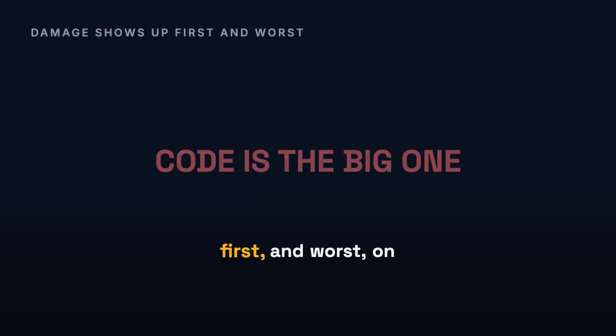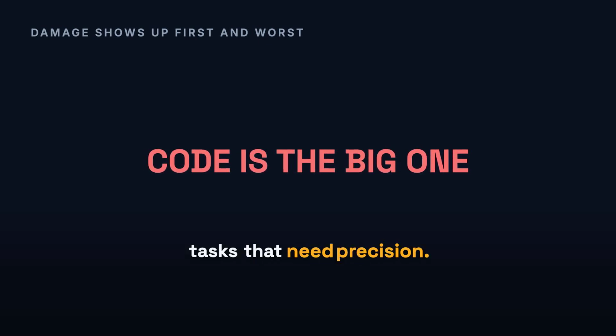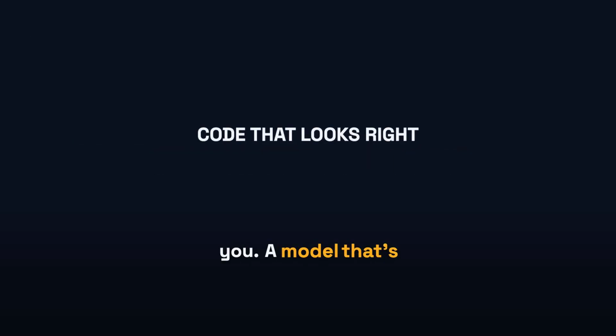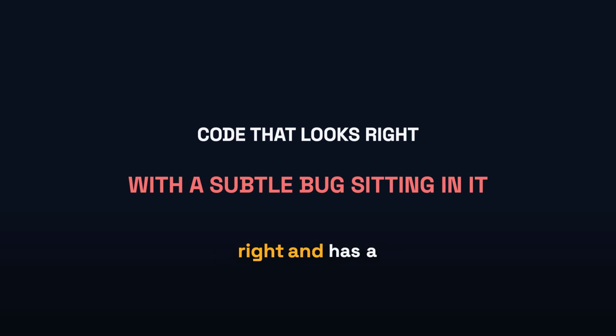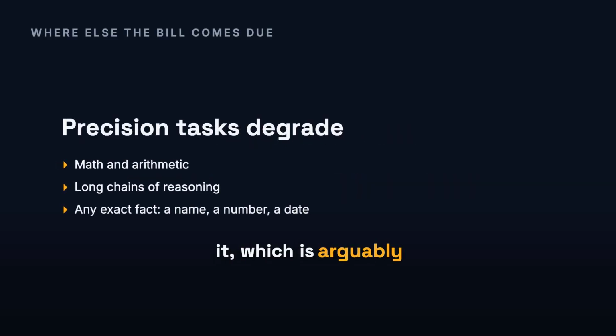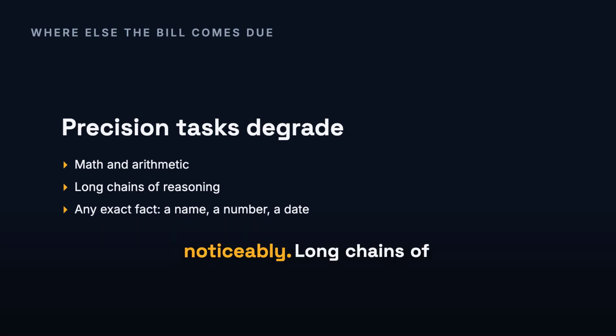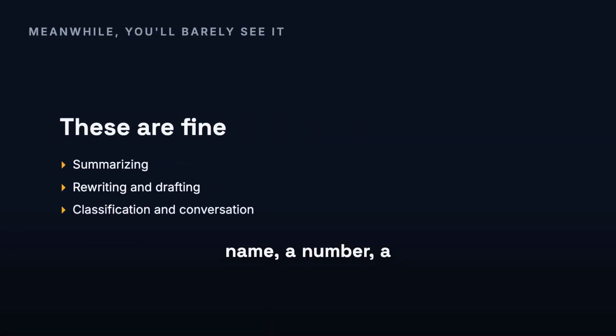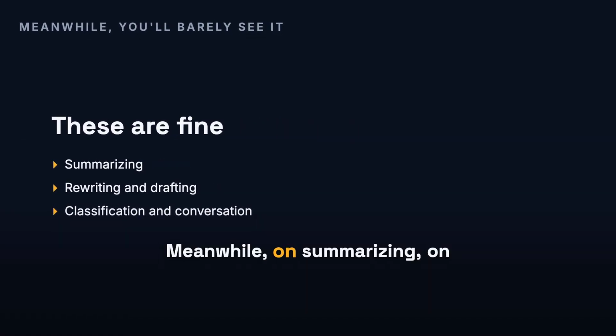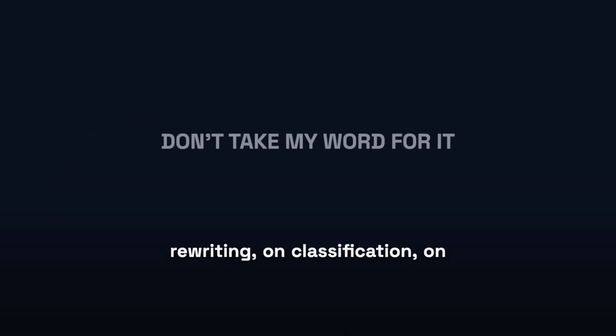Quantization damage shows up first, and worst, on tasks that need precision. Now code is the big one, and it's the one that'll bite you. A model that's slightly fuzzy will hand you code that looks right and has a subtle bug sitting in it, which is arguably worse than code that just obviously fails. Math and arithmetic degrade noticeably. Long chains of reasoning where a small error at step 2 compounds by step 9, those get shakier. And any task where an exact fact matters, a name, a number, a date, that gets less reliable. Meanwhile, on summarizing, on rewriting, on classification, on drafting, on conversation, you're barely going to see it.